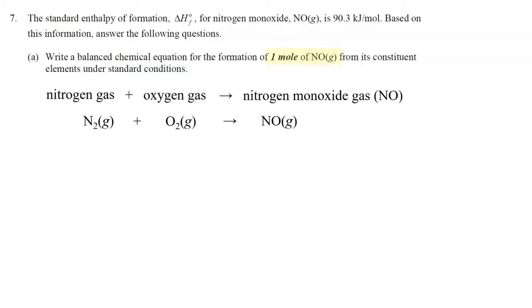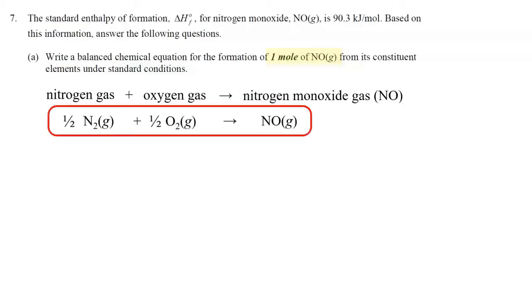So we're not going to put a 2 in front of the NO, but we are going to have to balance this equation. So we're going to use fractional coefficients to balance this equation. So on the left side of the equation, we're going to put a 1/2 in front of the N2 and a 1/2 in front of the O2.